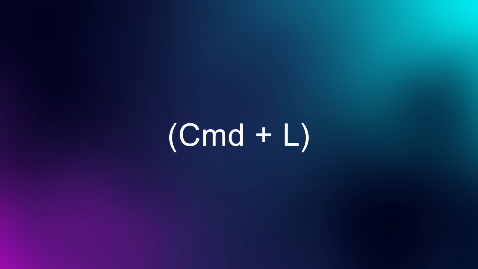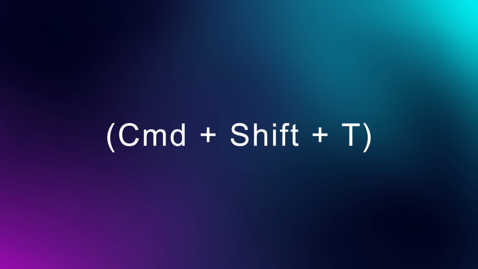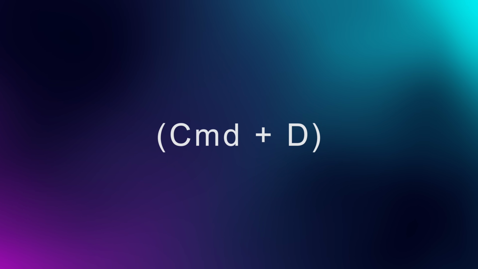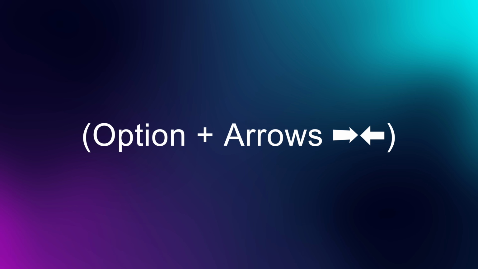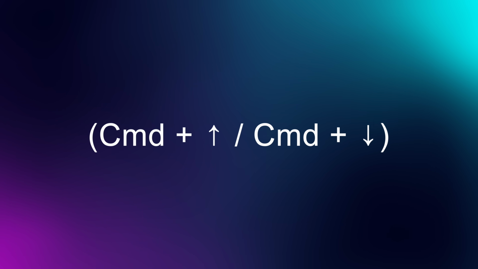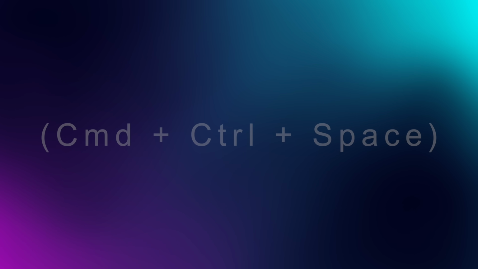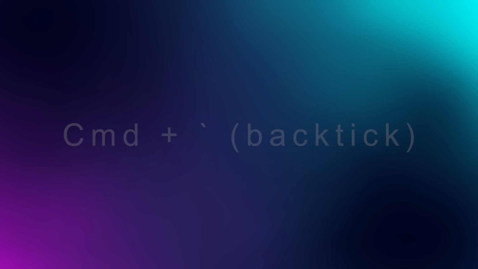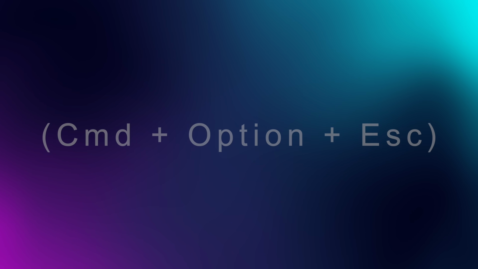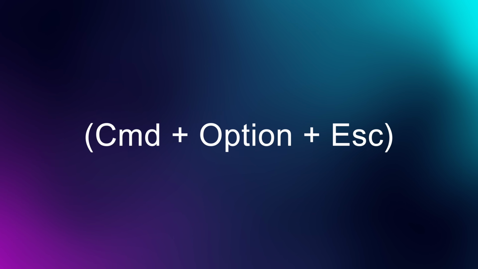So let's quickly run them all back. In your browser, jump to the address bar. Reopen a closed tab and bookmark a page. In a document, move word by word. Jump top to bottom. Find any word and drop in a symbol. With your files, quick look. Delete without dragging. Open a new tab. Focus one app and cycle its windows. And to wrap up, force quit a frozen app.